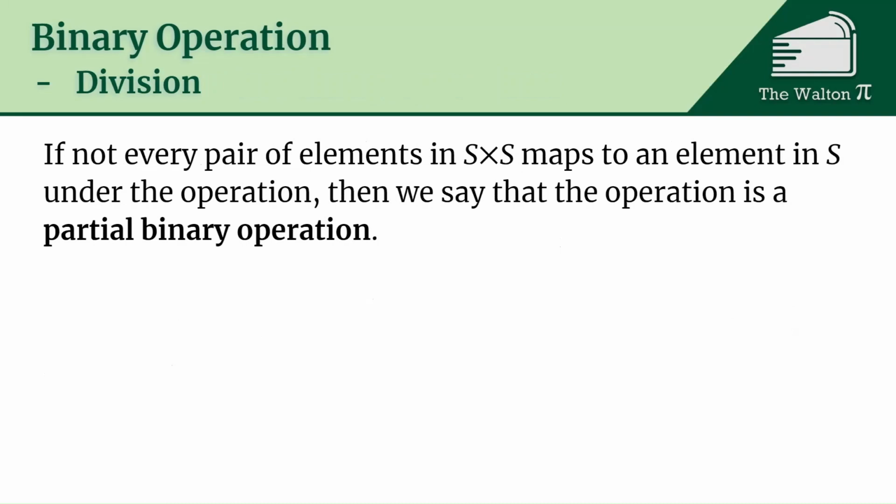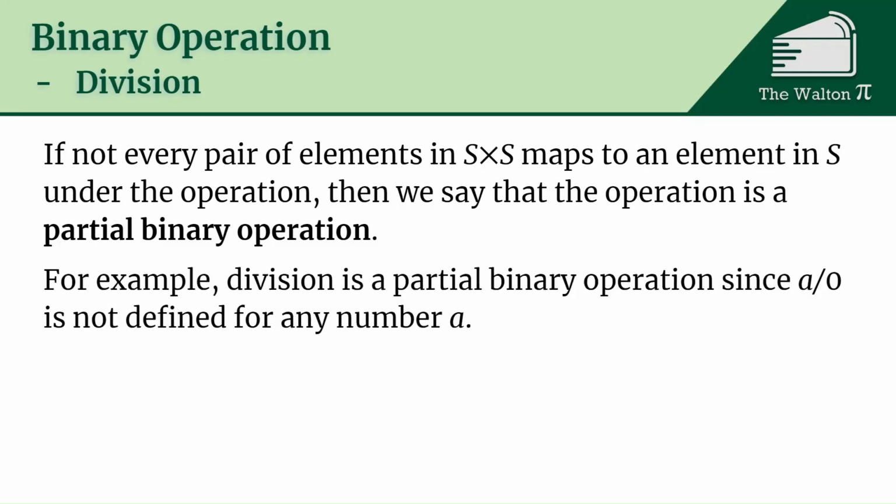If not every pair of elements in S cross S maps to an element in S, then we say that the operation is a partial binary operation. So a binary operation means every pair needs to correspond to an output. For example, division is a partial binary operation, since a divided by 0 is not defined for any number a.